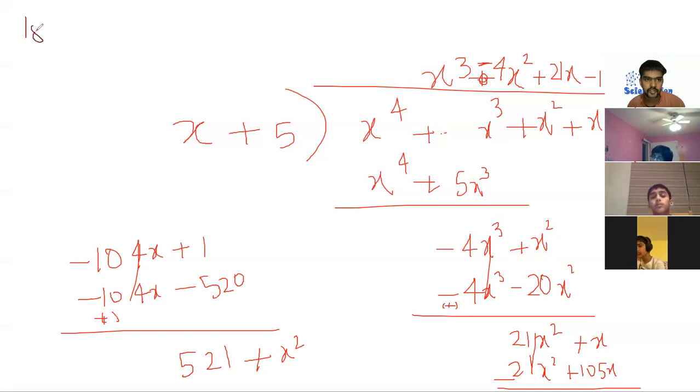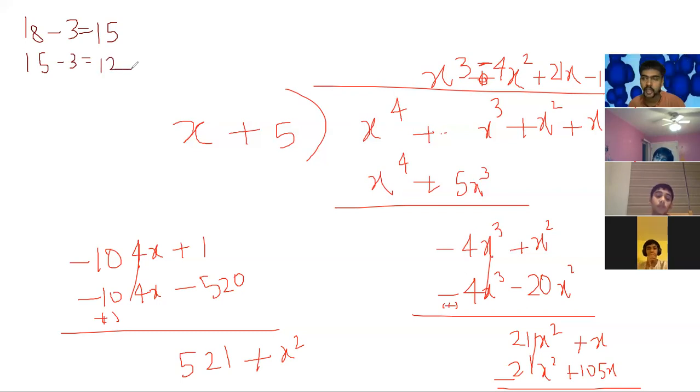So 18 apples, I give 1 each, I'm left with 15. Then I give again 1 each. How many will I be left with? 12. And how many apples does each one of you have now? 2. Yeah. Then I give it again.